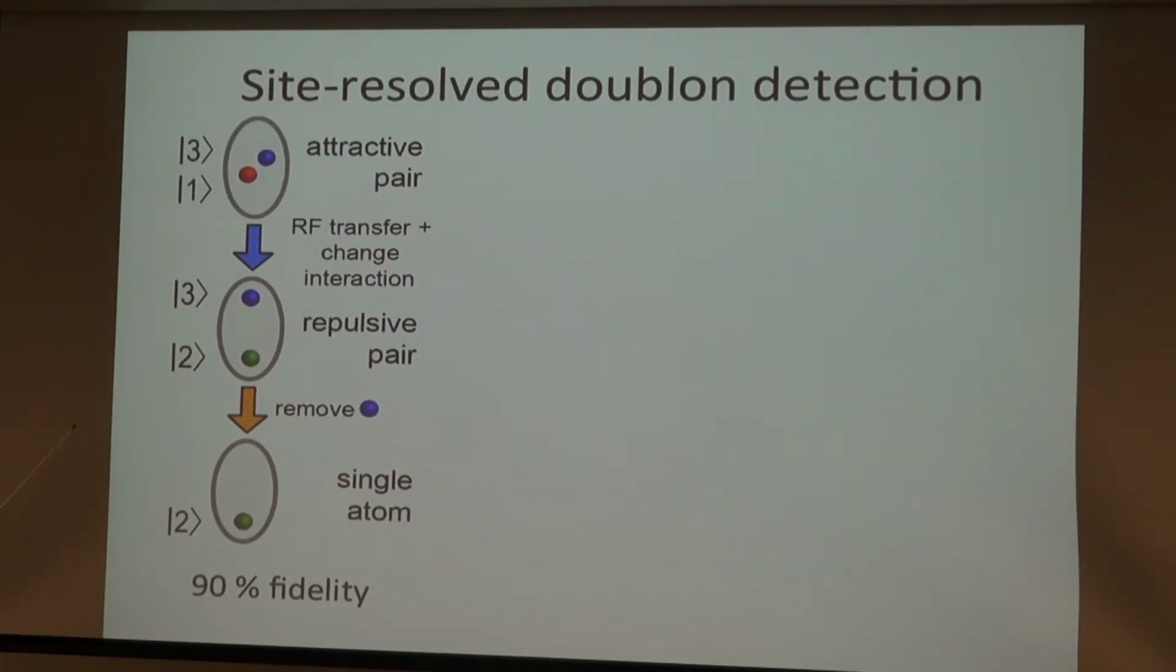And in the process of this flipping, we choose our magnetic field so that we go from an attractive pair for these two spin states to a repulsive pair for these two spin states. And for the repulsive pair, the atoms want to sit far away from each other. So now we can just blow away this blue spin without touching the green one, without doing a light-assisted collision. Essentially, wherever we see a green atom, we know that we had a doublon on that site. Okay? We can do this process with about 90% fidelity.